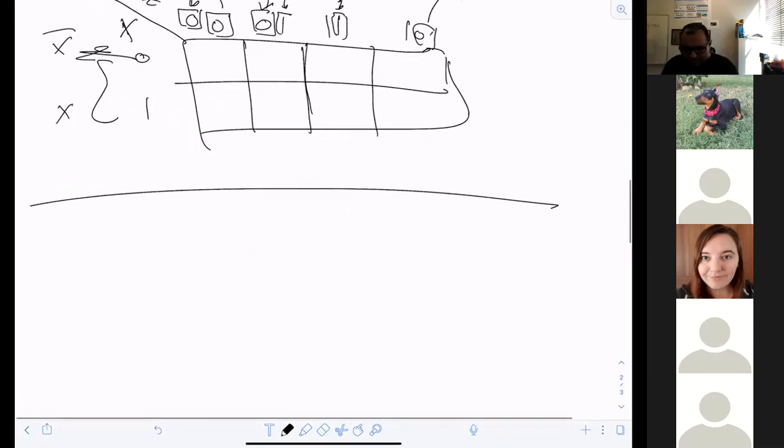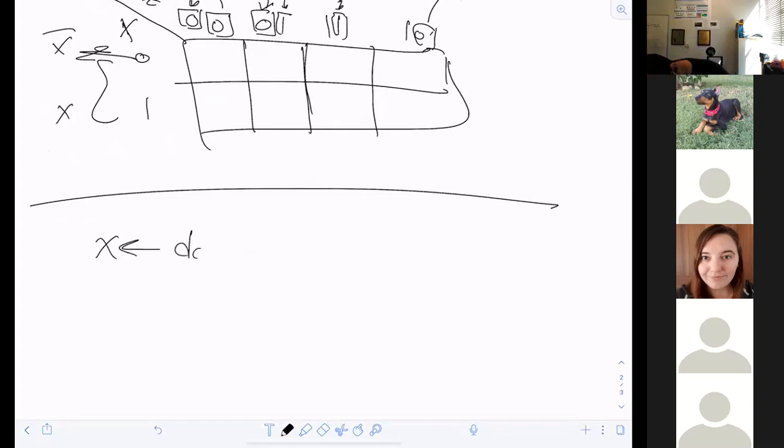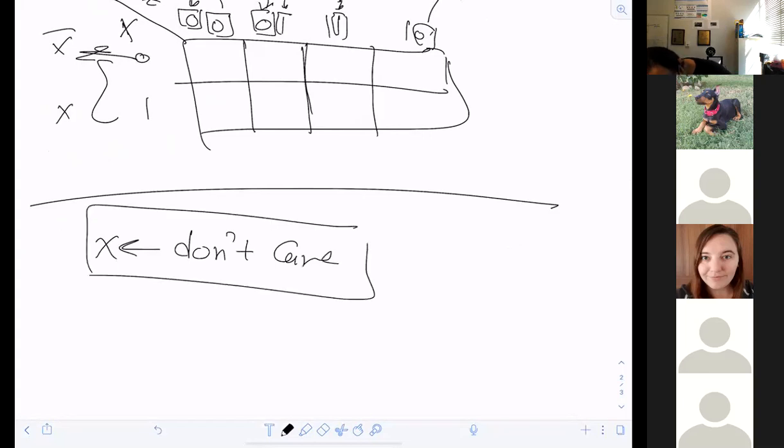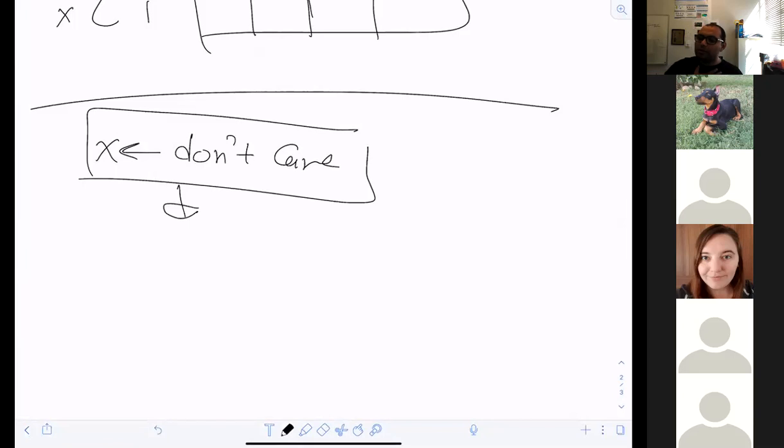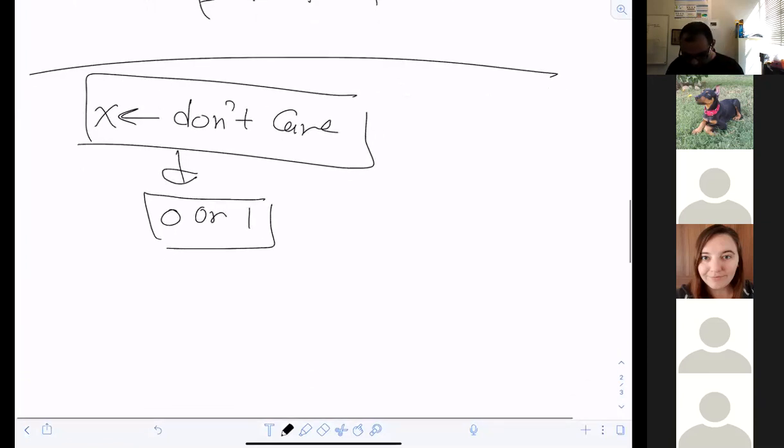What about if we add X to it? You remember the X from the last time? Don't care, right? When I say don't care, that means I can literally put it by my hand 0 or 1 when I need it. That makes sense? It's kind of like a wild card, exactly. This is my wild card.